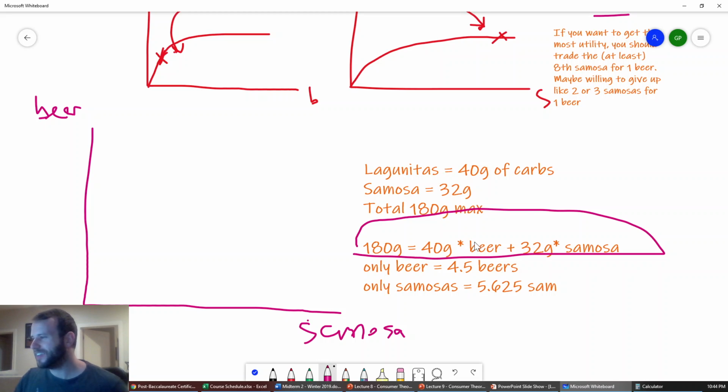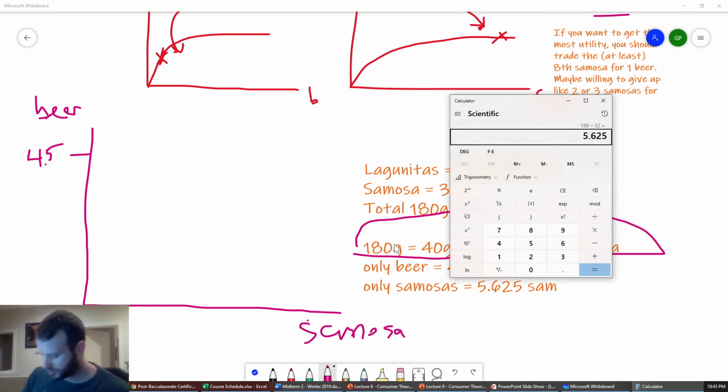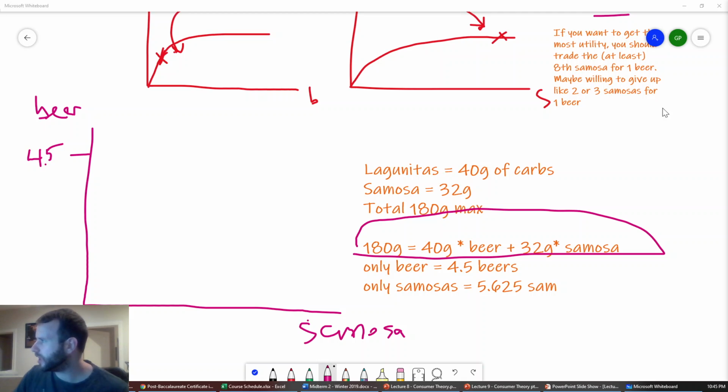So he's got some combination of beer and samosas. You can see this is a linear function, right? There's no quadratics, there's no square roots, right? It's just if he consumes 4.5 beers, he'll be up here. And let's say he consumed 3 beers, he'd have 120 grams from beer. So that gives him 60 grams. So you could plot that.